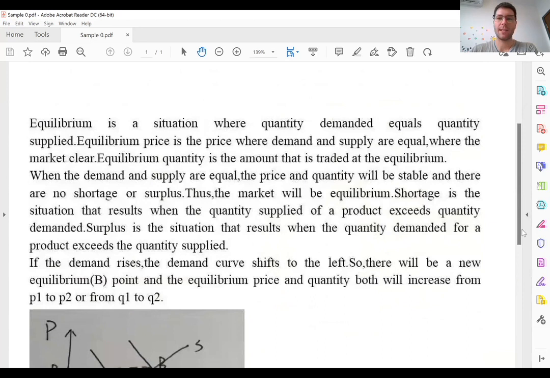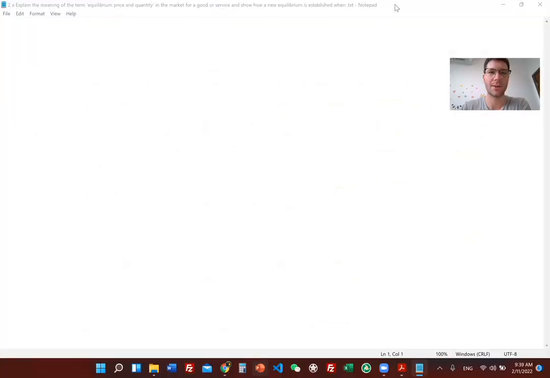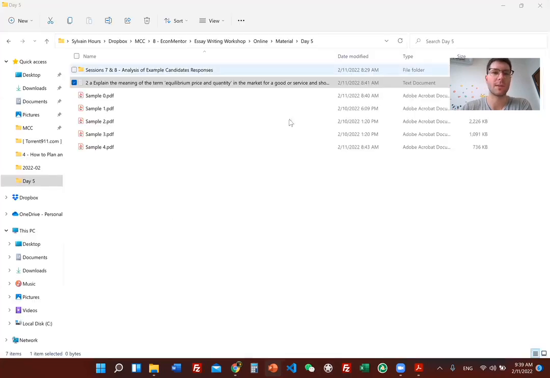So again, as I mentioned, the essay question is not written. I'm going to share my screen because we can see it here. It's the title of this document. So this was an 8-mark essay question: explain the meaning of the term equilibrium price and quantity in the market for a good or service, and show how a new equilibrium is established when there is an increase in demand. So that was the essay question.